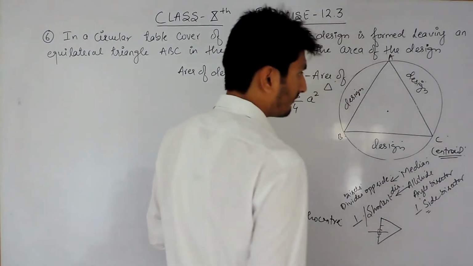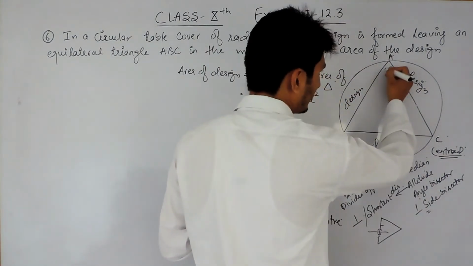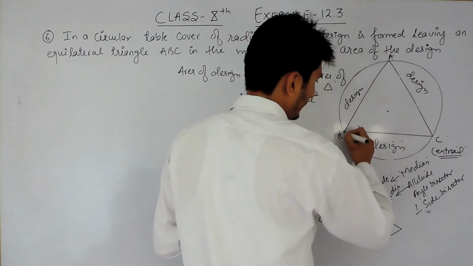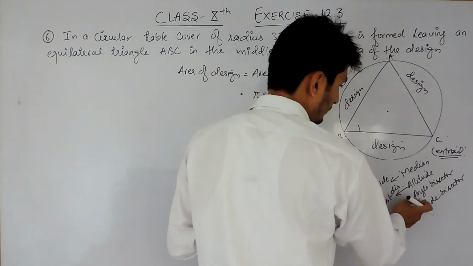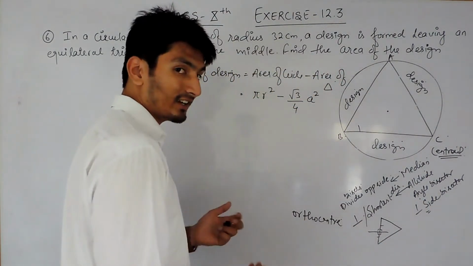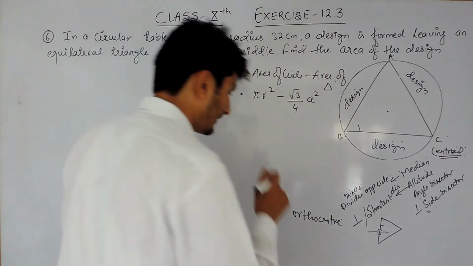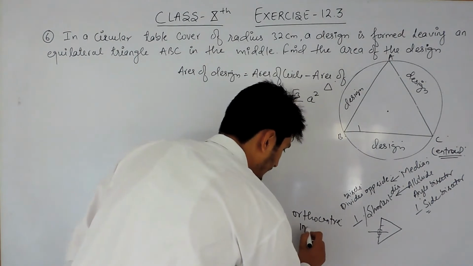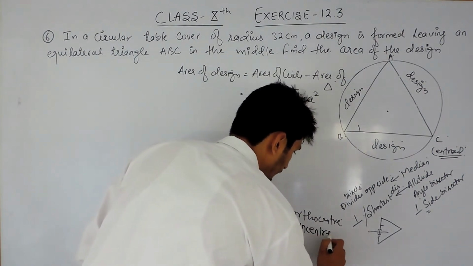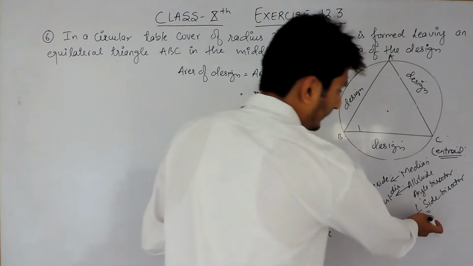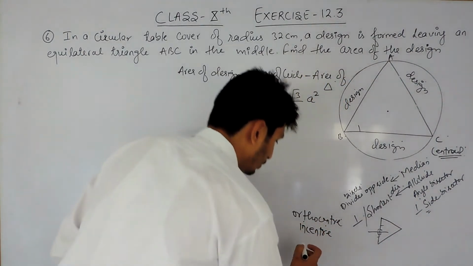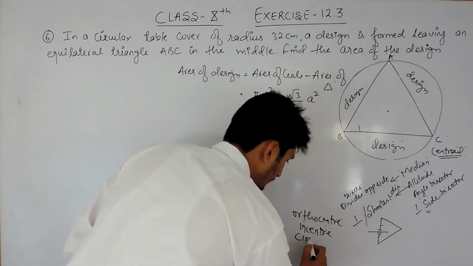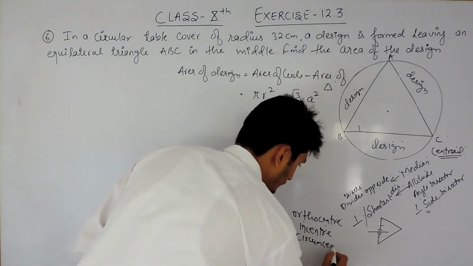The meeting point of angle bisectors: when this angle is bisected, this angle is bisected, this angle is bisected, these three lines which are angle bisectors will meet at one point. That point is known as incenter. And the last point, which is the meeting point of perpendicular side bisectors, is known as circumcenter.